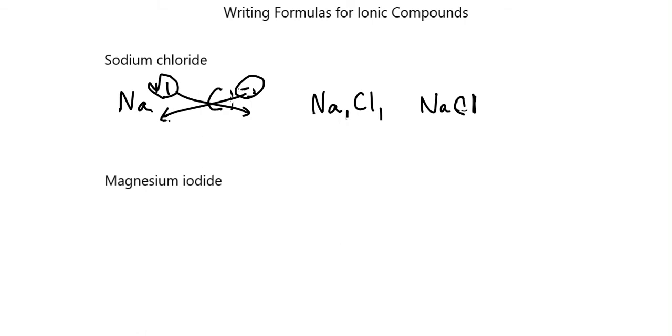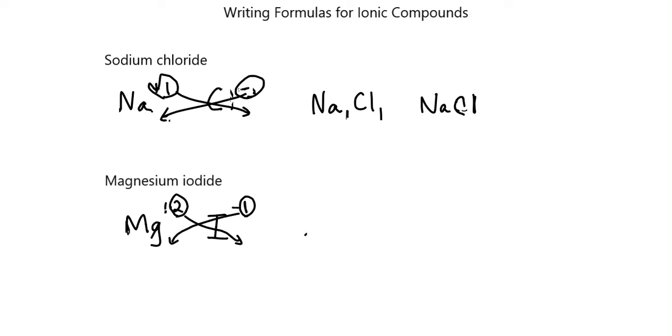Okay. Things get a little more complicated with our next example, magnesium iodide. So we have magnesium, being in group 2, would form a +2 ion, right? It's going to lose 2 electrons to form the noble gas configuration of neon, the noble gas that precedes it. And then we have the iodide ion, also in group 7A or group 17, so it's going to be a -1, just like chloride.